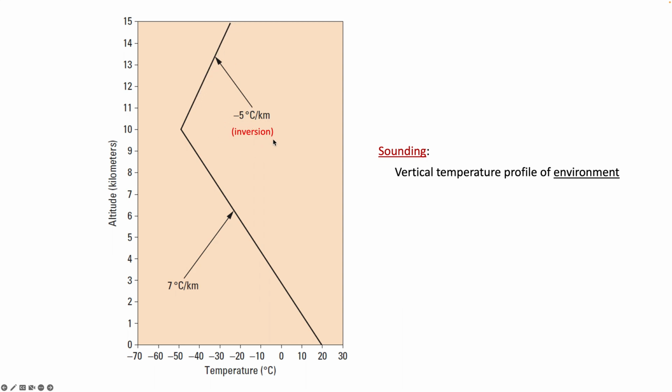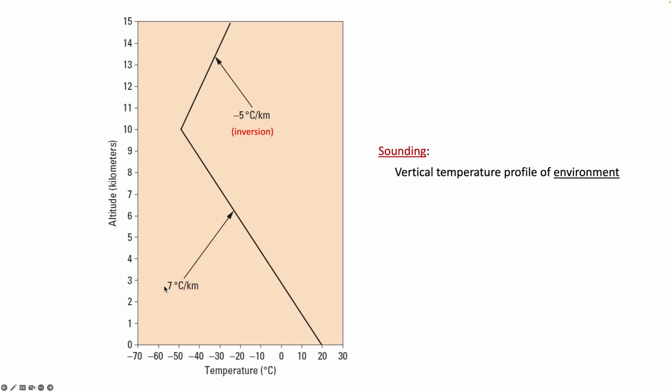And we refer to layers in the atmosphere where we actually get warming with height as inversion layers. We call these inversion layers because the vertical warming with height is the inverse of what we typically see in the troposphere. And so we refer to lapse rates that are positive as basically normal, what we would expect in the atmosphere.